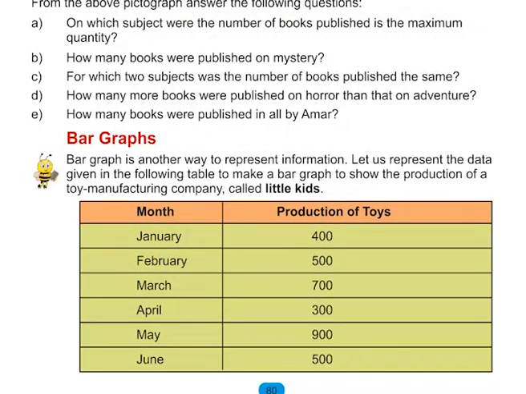Bar graphs. Bar graph is another way to represent information. Let's represent the data given in the following table to make a bar graph to show the production of a toy manufacturing company called Little Kids. January 400, February 500, March 700, April 300, May 900, June 500.